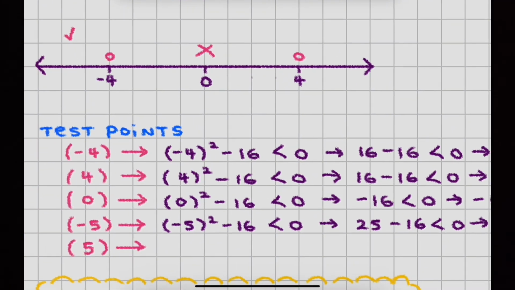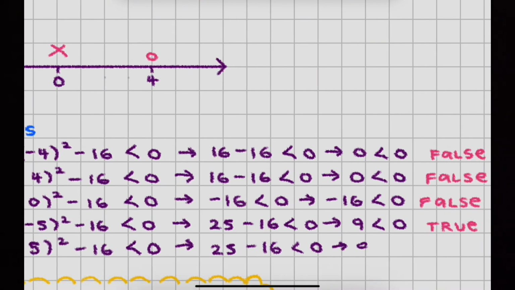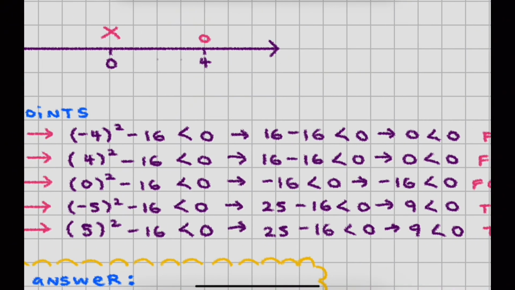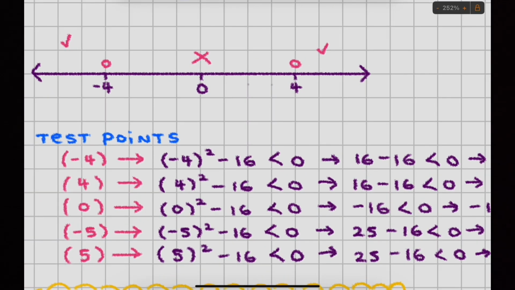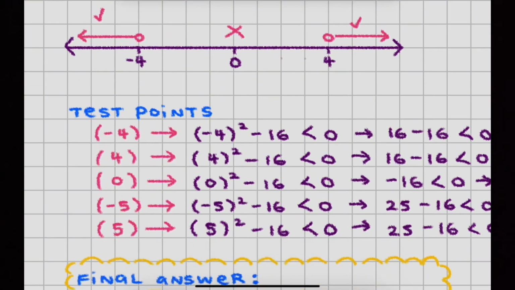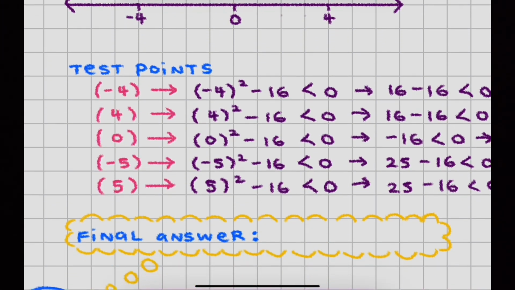And then our last test point is 5. 5 squared minus 16 is greater than 0. That would give us 25 minus 16 is greater than 0. Also, 9 is greater than 0. That is true. And we'll mark that. That's it. So what does this tell us? It tells us that our value of k must be greater than 4, or our value of k must be lesser than negative 4. So our final answer is k lesser than negative 4 or k greater than 4.